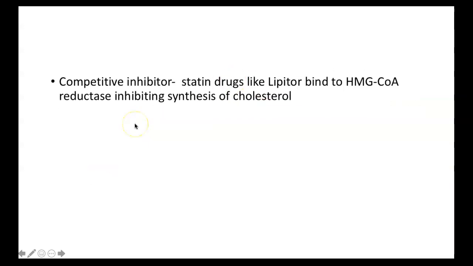A competitive inhibitor is like a drug, a statin. It's called a statin drug. You don't have to know that, but I'm just trying to give you a real life example of something you may have even seen, because sometimes I'll have students, they're like, hey, my dad takes that or my grandma takes that.